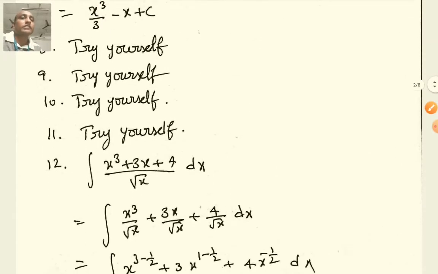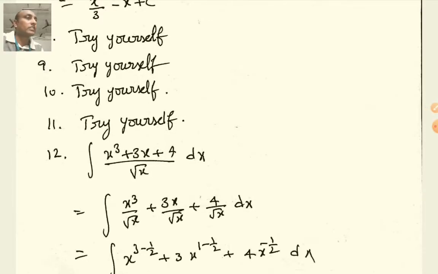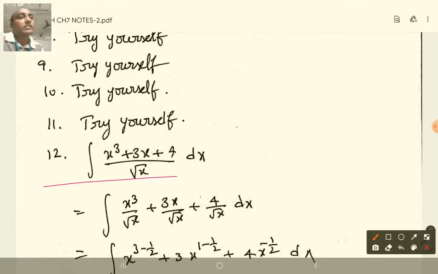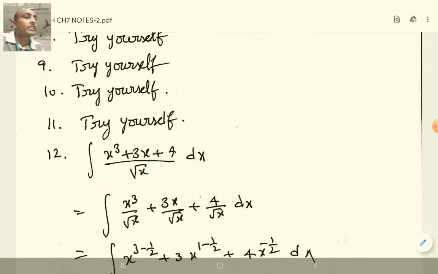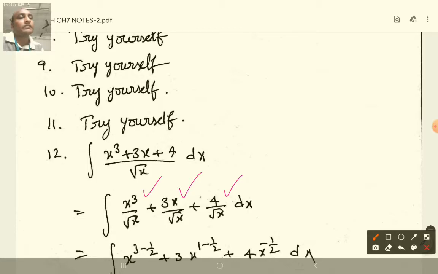8th to 11th question you can try yourself, they are very easy. 12th question, which is integrate x cube plus 3x plus 4 by root x. Like these questions, when you are finding, just split the fractions. It is x cube by root x, 3x by root x, plus 4 by root x. Then simplify to single x exponent.